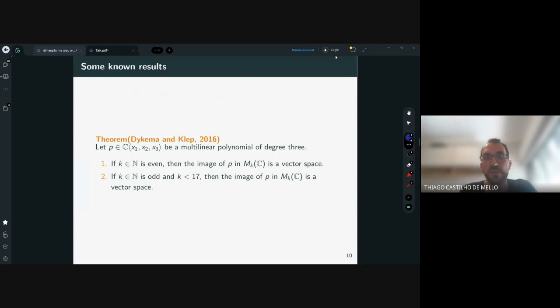For polynomials of degree 3, Dykema and Klep considered matrices over the complex numbers. For polynomials of degree 3, they have an interesting result, but not complete. They show that for matrices of even order, the image is a vector space. And for matrices of odd order, it's a vector space only for small odd numbers. For k greater or equal than 17, they didn't show this is true. So the problem is still open for polynomials of degree 3 and matrices of arbitrary order.